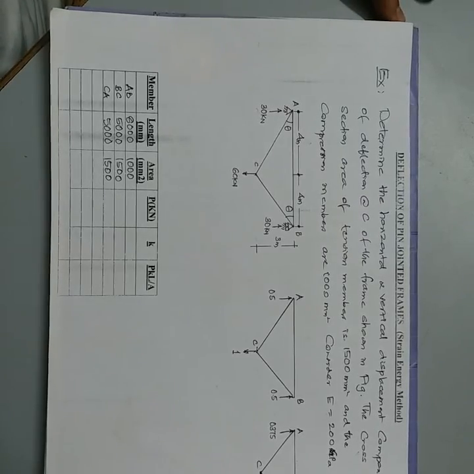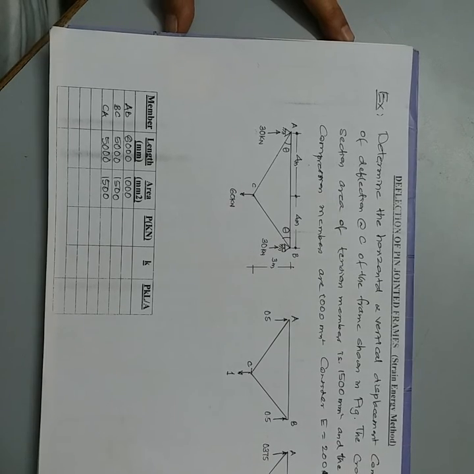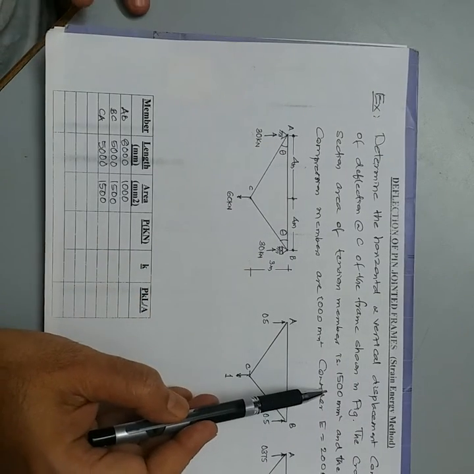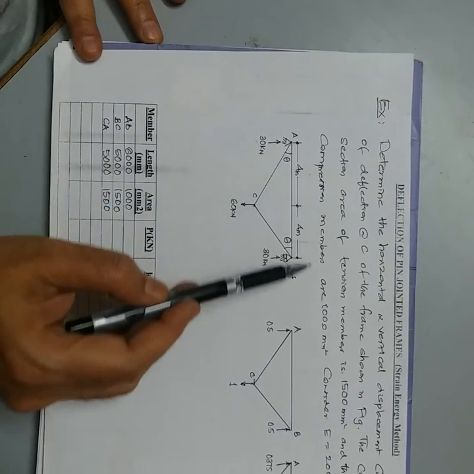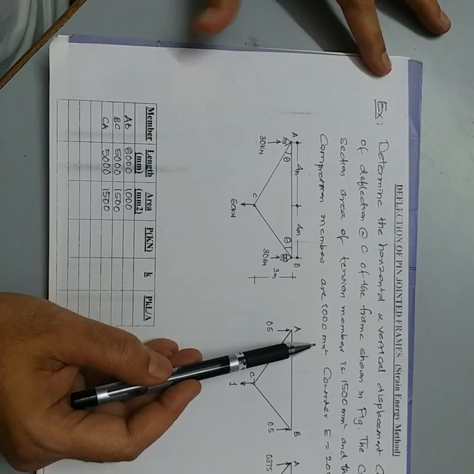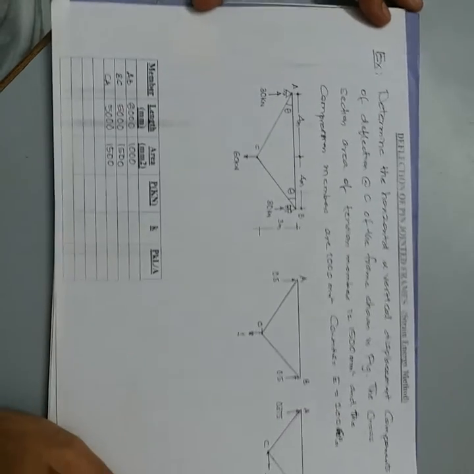Hello everyone. Today we'll take up a problem on truss to find the horizontal and vertical displacement of the component of deflection at C for the frame shown in figure. The cross-section area of tension members is 1500 millimeter square and the compression members are 1000 millimeter square in cross-section. Consider the value of Young's modulus as 200 GPa.